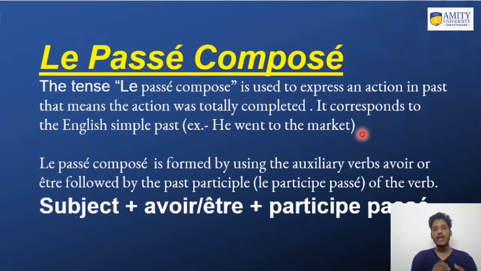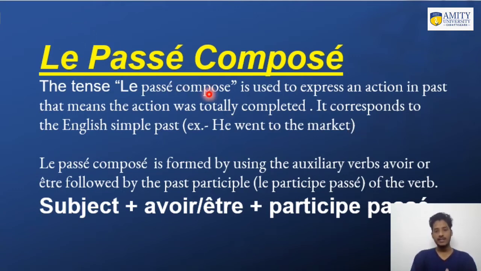Now if I say I will go to the market, is the action happened in the past? No, that means the action will take place in the future. If I say I am going to the market, is it the action that happened in the past? No, that means the action is happening right now. But what is simple past tense? The action that happened in the past and the action completed totally. So that is called simple past tense, and in French, le passé composé.